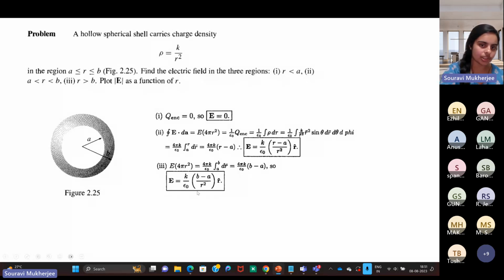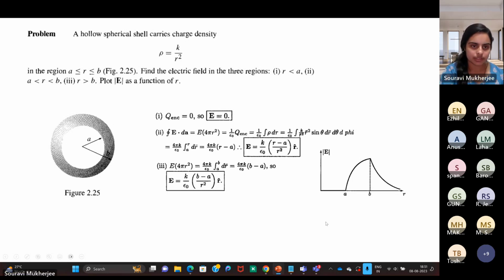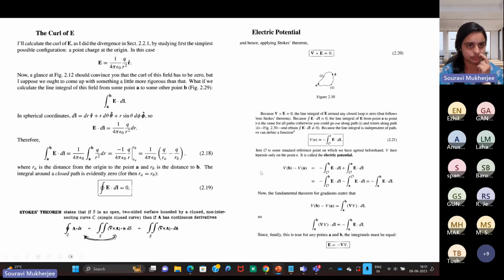Again, here what you see is a 1 by r squared dependence coming in. All of these are constants. So you have 1 by r squared dependence, and if you plot it, it would look something like this. Clear?